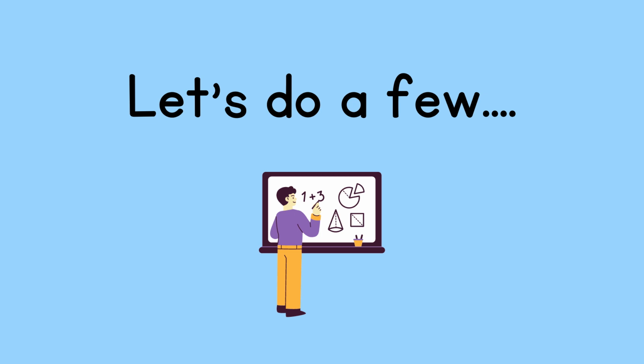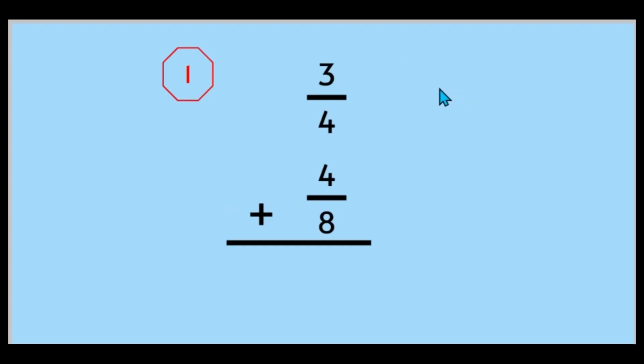Alright. Let's do a few. Let's start with number 1. 3 over 4 plus 4 over 8. My denominators do not match. The 4 and the 8, they're not the same.